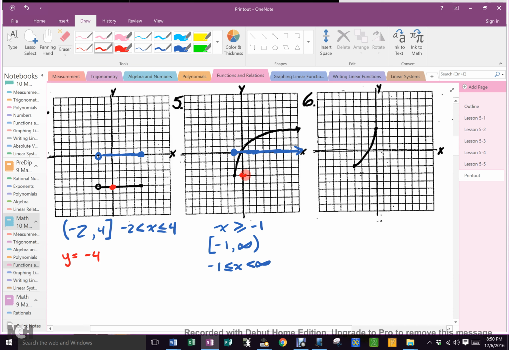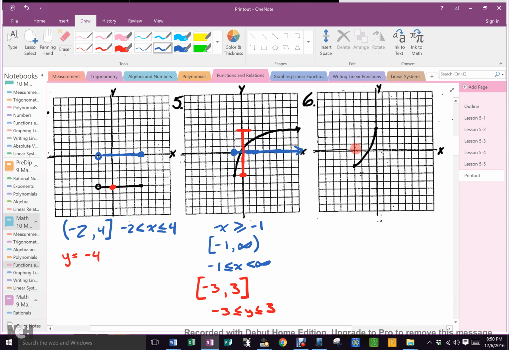Range starts here, goes up, and you can see this flattens out right there. So that's 1, 2, 3. Negative 3 included up to positive 3 included. Or negative 3 less than or equal to y less than or equal to positive 3.